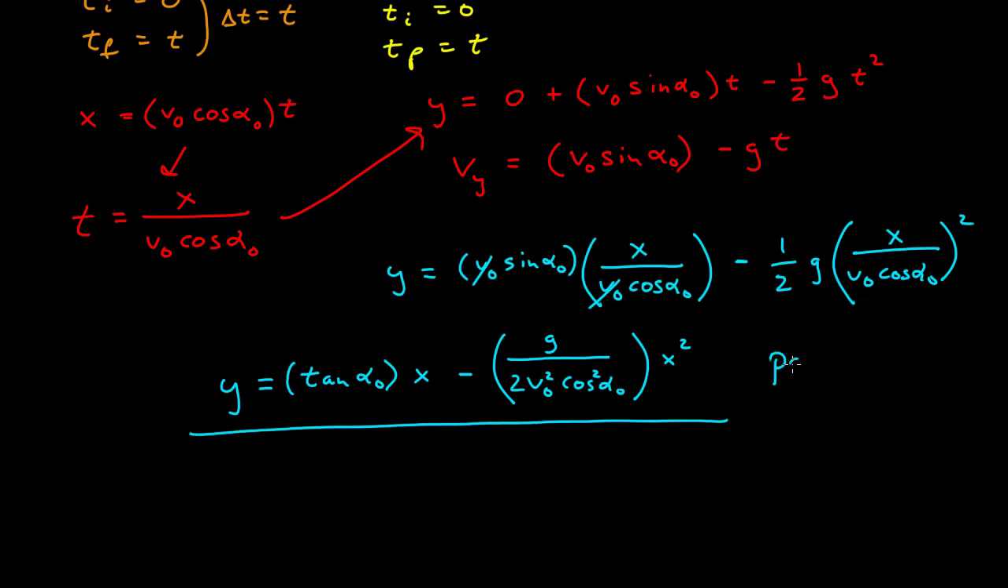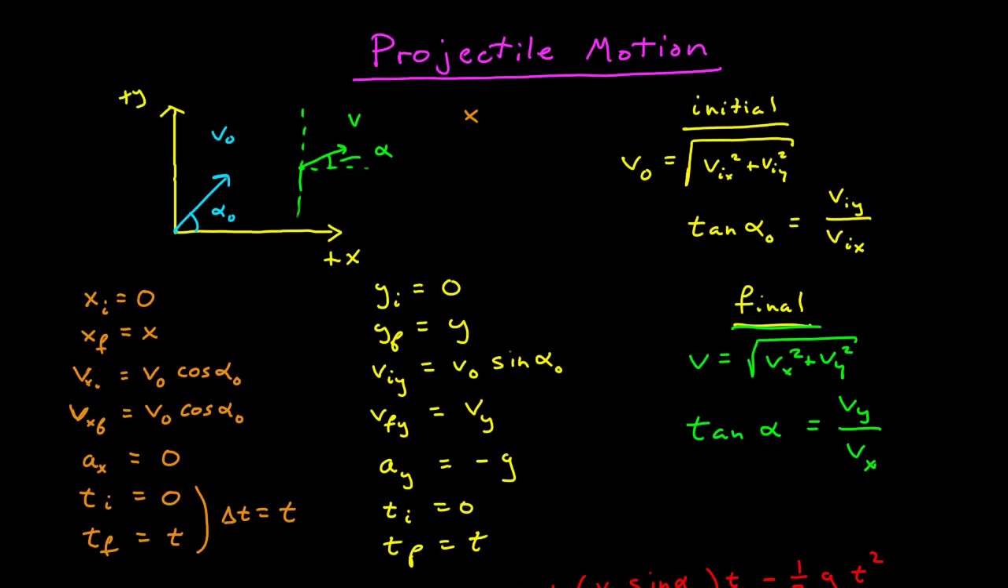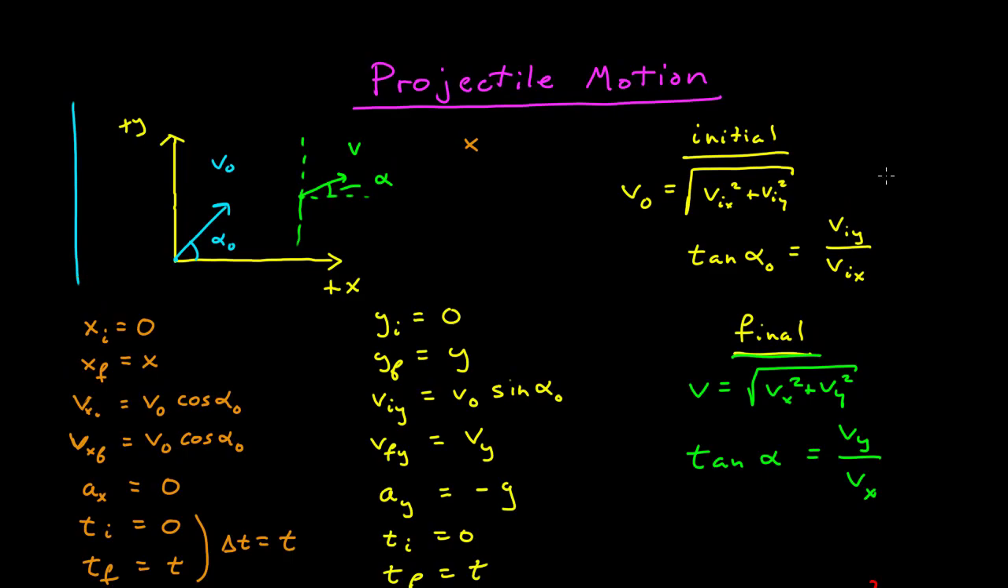And so this is the parabolic motion. The y is a function of x. These are constants, and so you have a linear term in x minus a quadratic term in x. This might simplify some of the calculation. The key being you always have to remember your assumptions.